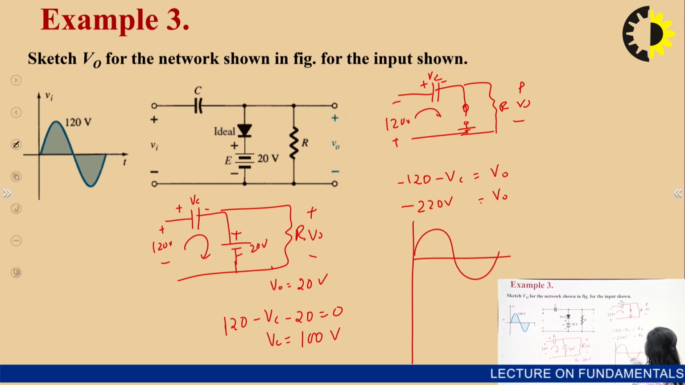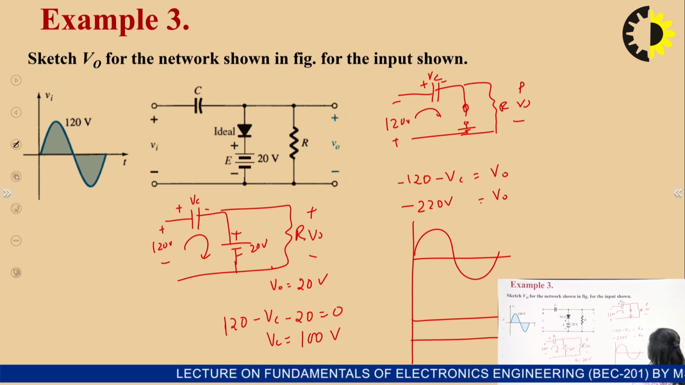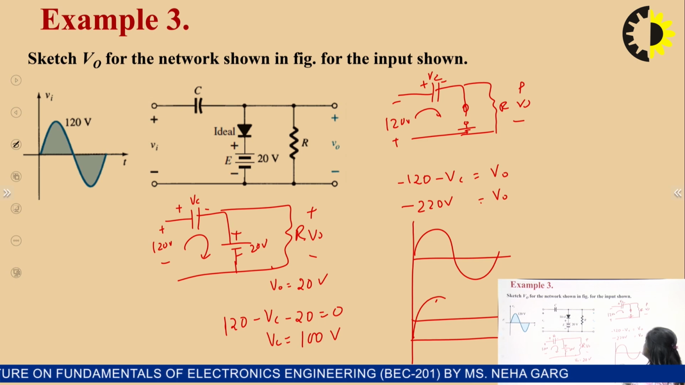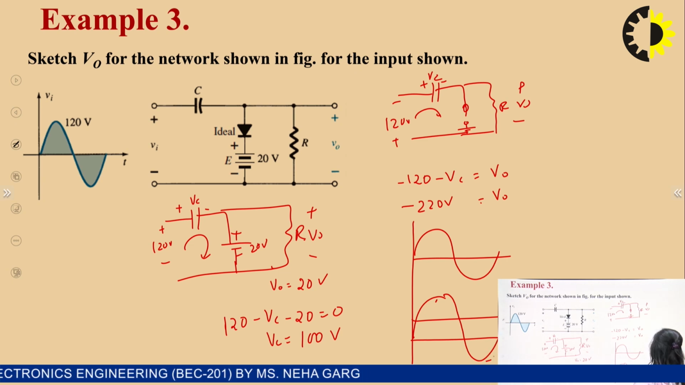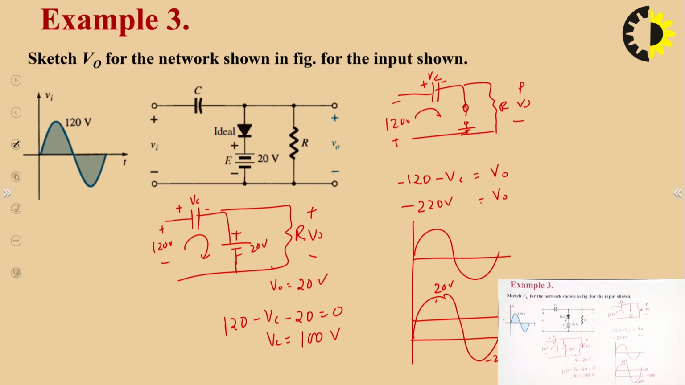This is our input cycle. First of all, we will draw the datum line. After that, we have to draw the DC level. The DC level is at minus 100. In the positive half, the output is 20, and in the negative half it is minus 220. So we can check the total swing here. It will be 240 volt. This will end here, and this will start from here. This is the way we can solve different questions related to the clamper circuit.